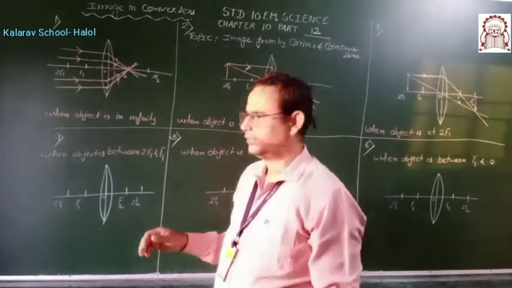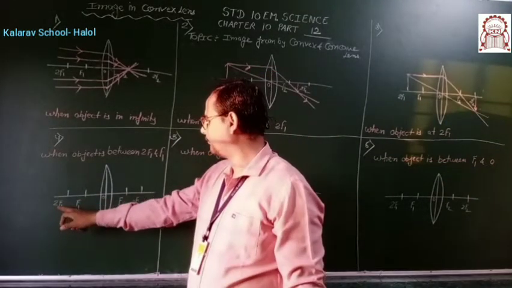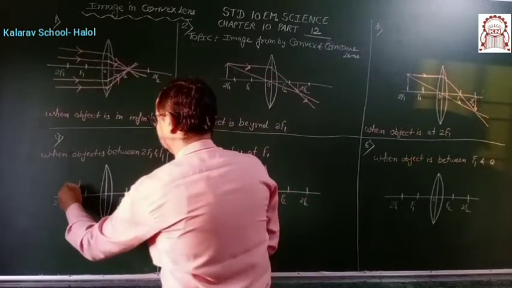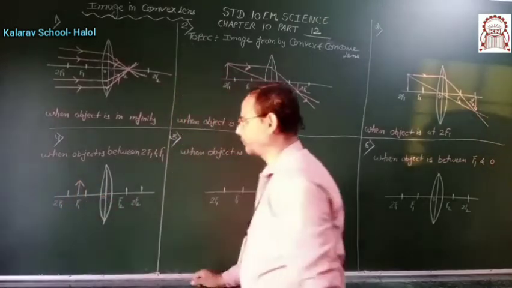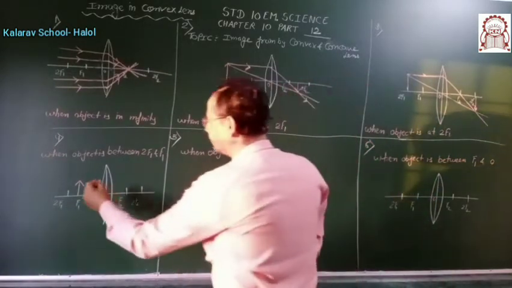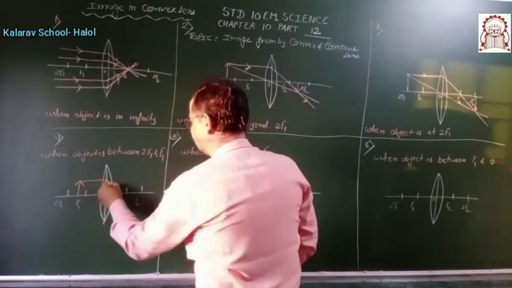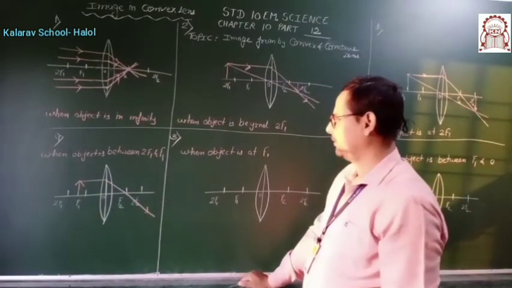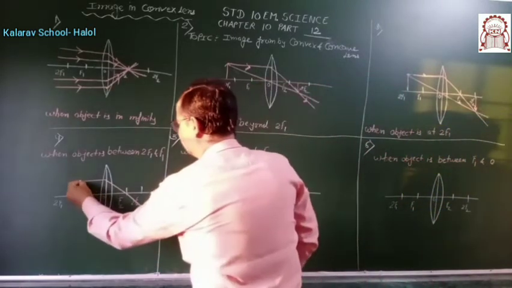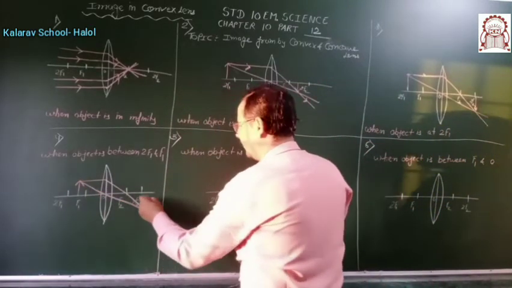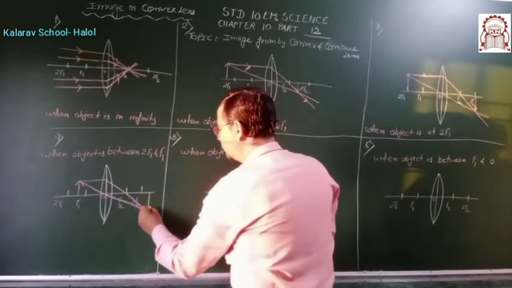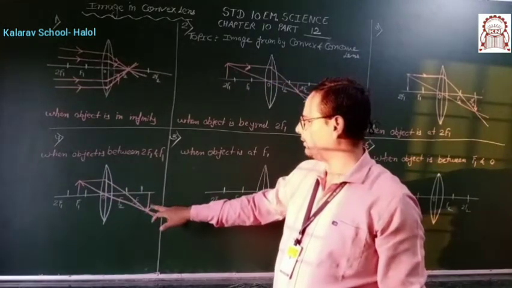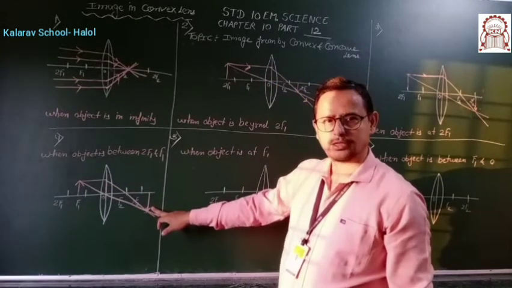Next, again when the object is between 2f1 and f1, means here, okay, same situation: parallel and then passes through f2, and the second one from the optical center like this way. The image will be beyond 2f2, larger than the object, real and inverted. Is it clear?